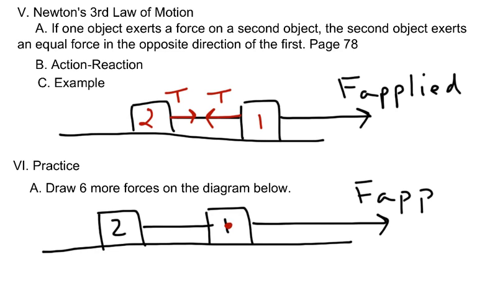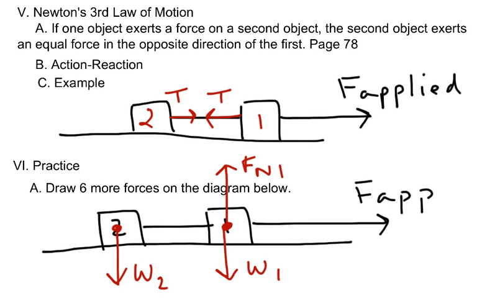Okay, let's get some going here. We have the weight of object 1, and we have the weight of object 2. We also have the normal force of object 1. We have the normal force of object 2. And we also have the force of tension between them.